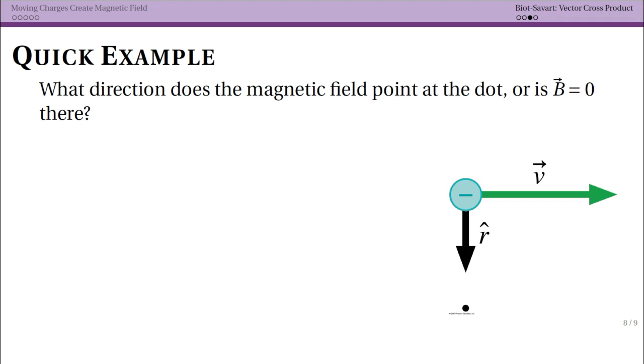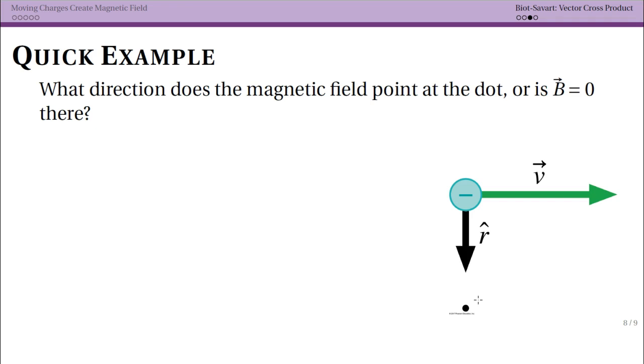So here's a really simple example. You have a charge here, and there's a dot. And the question is, which direction does the magnetic field point to the dot? Or is the magnetic field zero there? Now again, keep in mind that this needs to be fundamentally a three-dimensional problem.